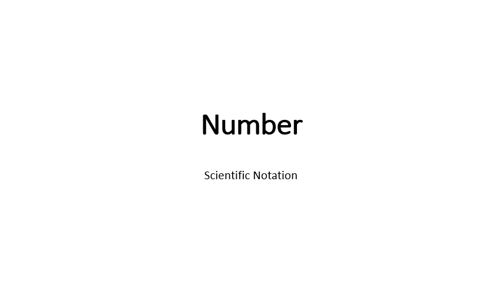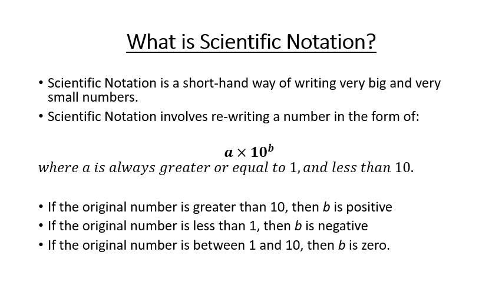Okay, this video tutorial looks at the mathematical strand of number, and more specifically, we're going to focus our understanding on scientific notation. Now, what is scientific notation? Scientific notation is essentially a shorthand way of writing very, very big numbers and very, very small numbers.